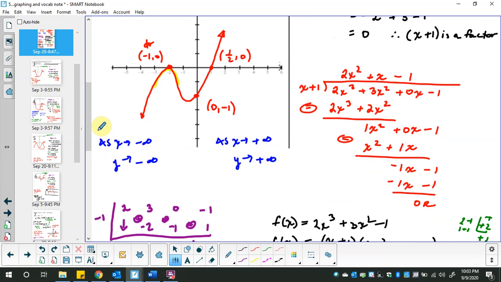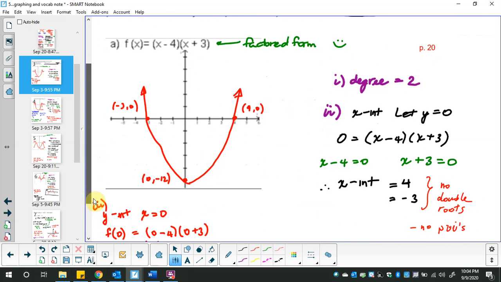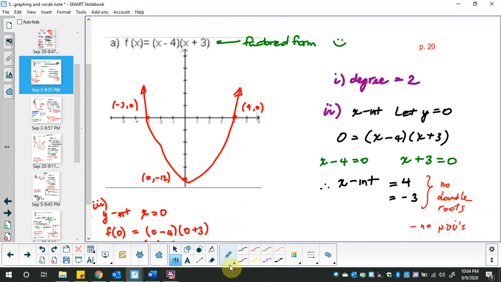So let's just run through them all so we have all of them done. Here's a non-degree 3. This was a degree 2. It's actually a positive degree 2. Let's see if I can squeeze it in here.